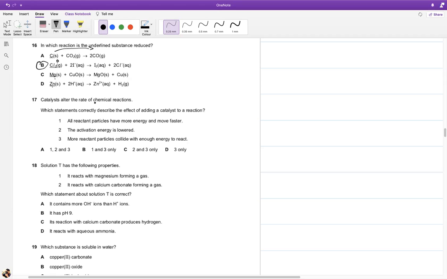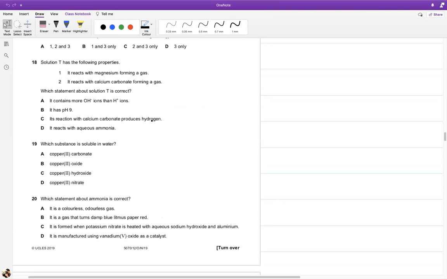Catalysts alter the rate of chemical reaction. Which statements correctly describes the effect of adding catalyst? Simply, catalyst lowers the activation energy because it provides a different pathway. Okay, so now more particles have enough energy to react. So 2 and 3 are correct. First one is wrong because it says that reactant particles have more energy. उनको energy ज़्यादा नहीं मिलेगी. Requirement of energy कम हो गई है बस.